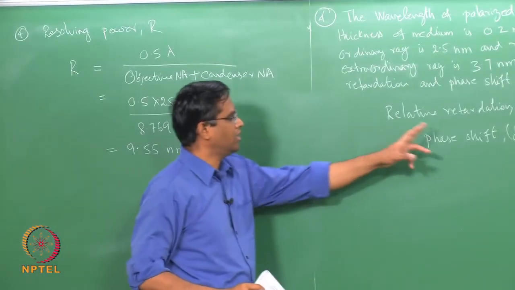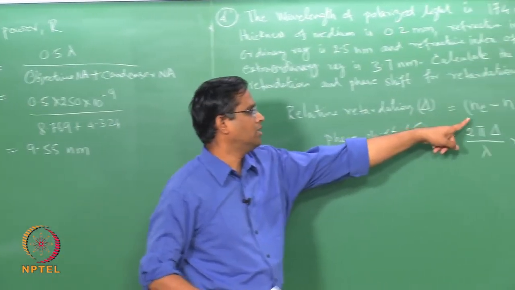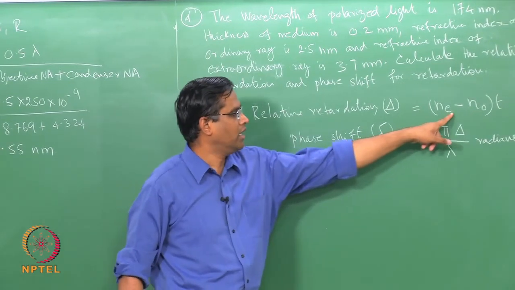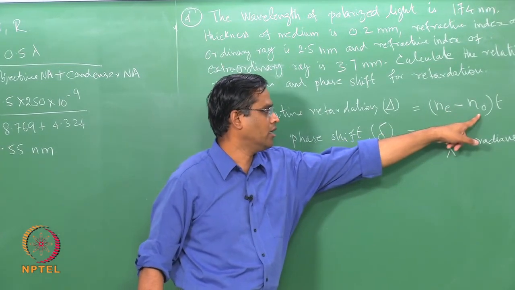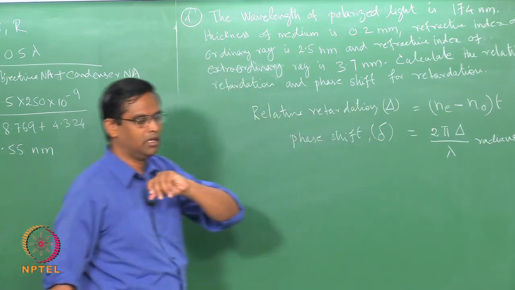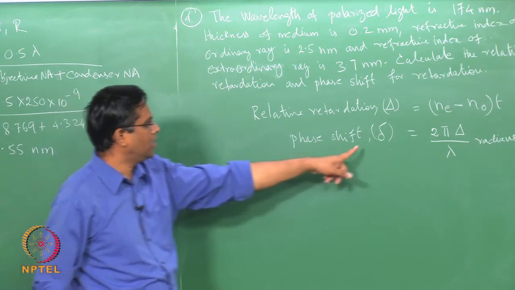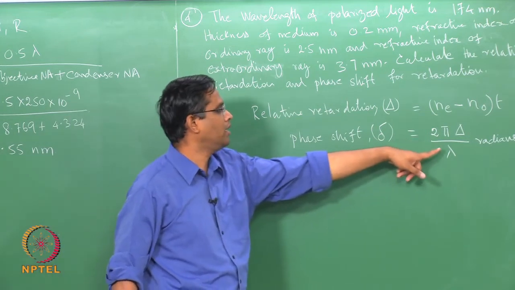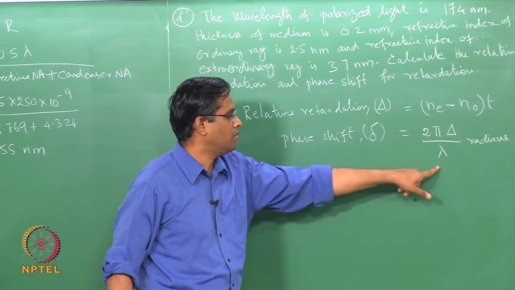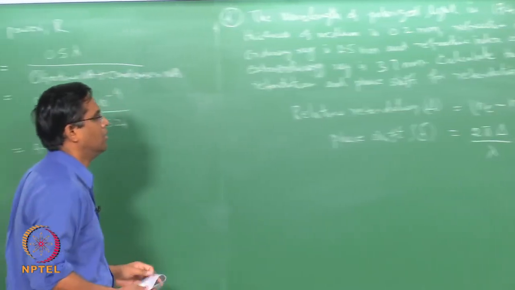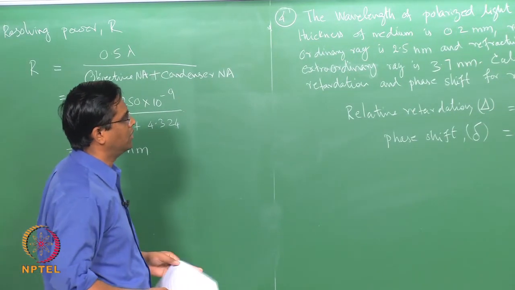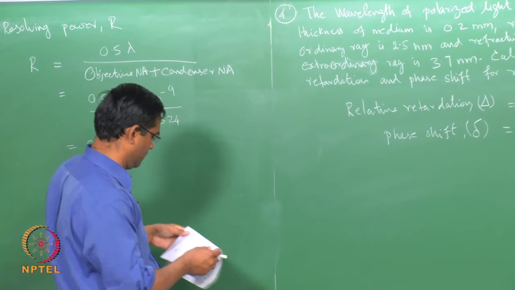So the relative retardation delta is nothing but the difference in the refractive index of extraordinary ray and ordinary ray times the thickness of the medium. And phase shift delta is equal to 2 pi delta divided by lambda radians. So we will simply substitute this straightforward.